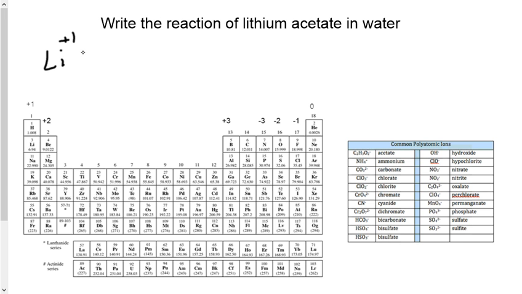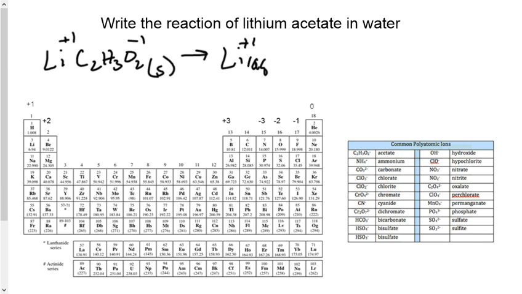So then I write that C2H3O2 minus 1. Now those charges are both the same, so we don't need to crisscross that. So then I'm going to write that as a solid. Now let's see what happens when they dissolve in water. Well, that'll produce an aqueous lithium positive 1 ion. And I'll write AQ with that, plus an aqueous acetate ion, C2H3O2 minus 1, and aqueous.